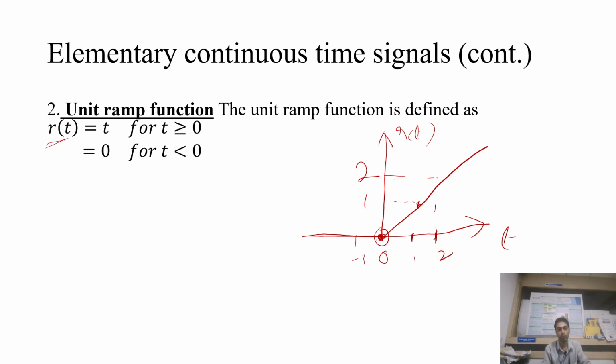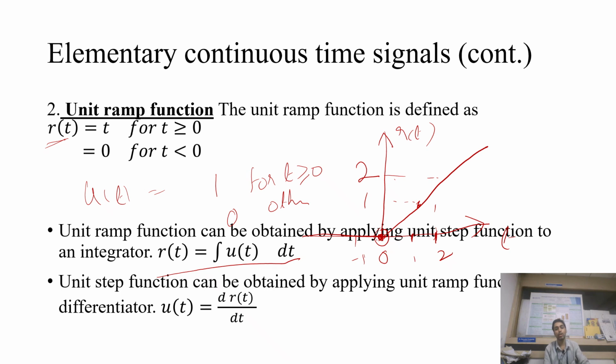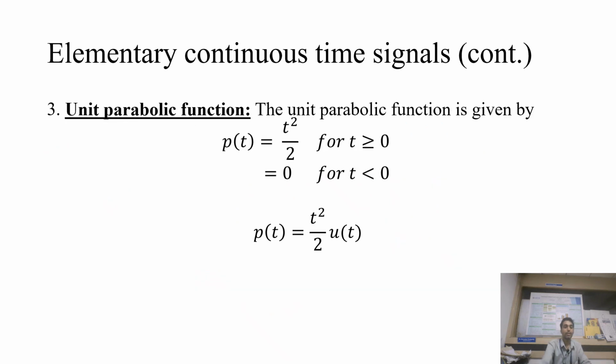So this is called r of t, the unit ramp function. So what is r of t? It is t for t more than 0 and 0 for t less than 0. This ramp function can be obtained by applying the unit step function to an integrator. u of t is 1 for t more than or equal to 0, 0 otherwise. The integration of 1 dt is t. That is why r of t is the integration of u of t dt. Similarly, the unit step function u of t is obtained by taking the derivative, dr of t by dt.